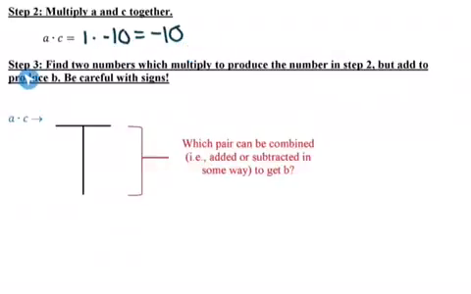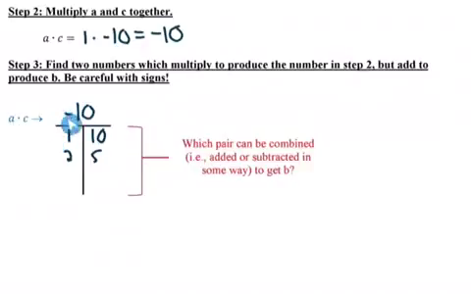So I take my A times C in step 3, find two numbers which multiply to produce the number in step 2, but add to produce B. Be careful with your signs. I take my A times C, I get negative 10 here, and I ask myself, what numbers can I multiply together to get 10? Now, let's forget about the negative for right now. Let's just focus on the 10. What numbers can I multiply together to get 10? So I'll do 1 and 10. Start there. 2 and 5. Well, actually, that's it. Those are only two pairs.